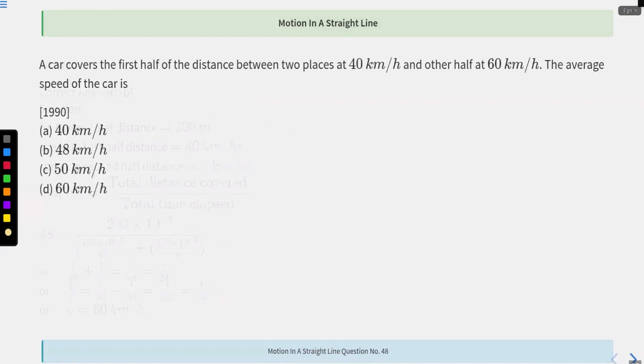Let's move to the next question. A car covers the first half of a distance between two places at 40 km per hour and the other half at 60 km per hour. What is the average speed of the car?